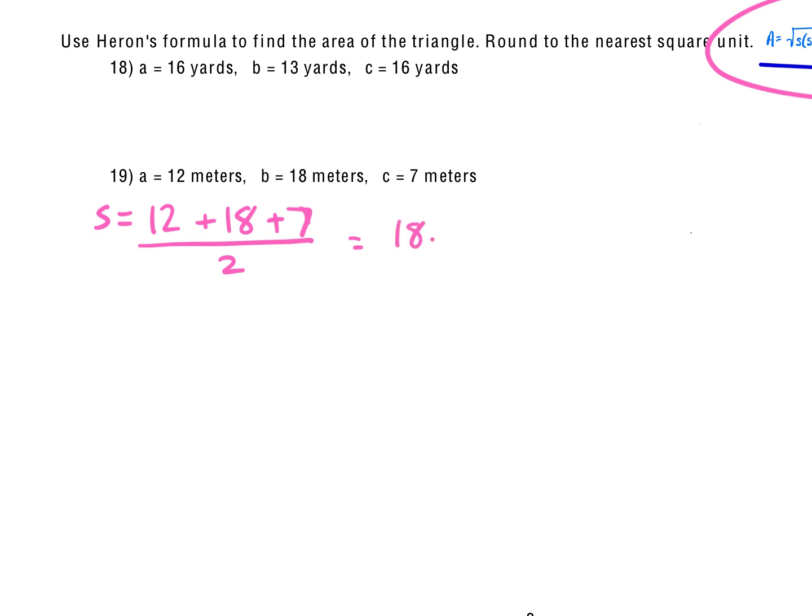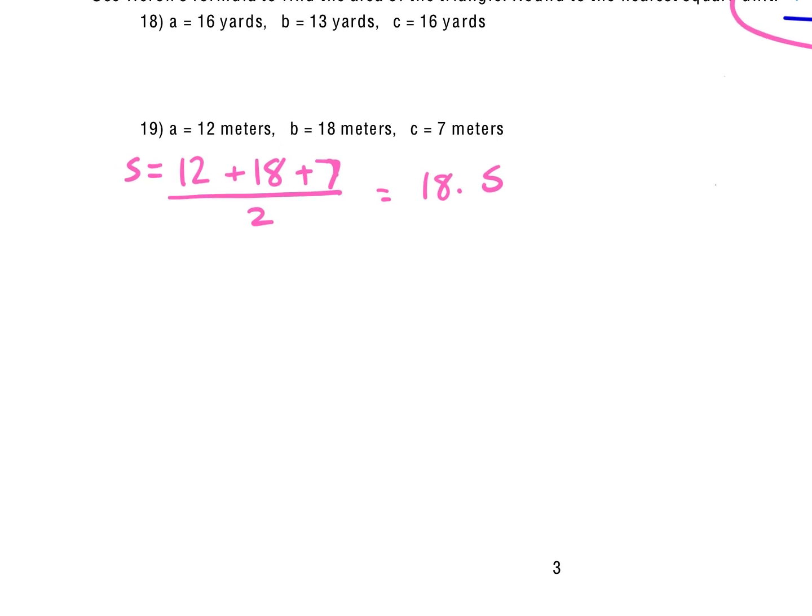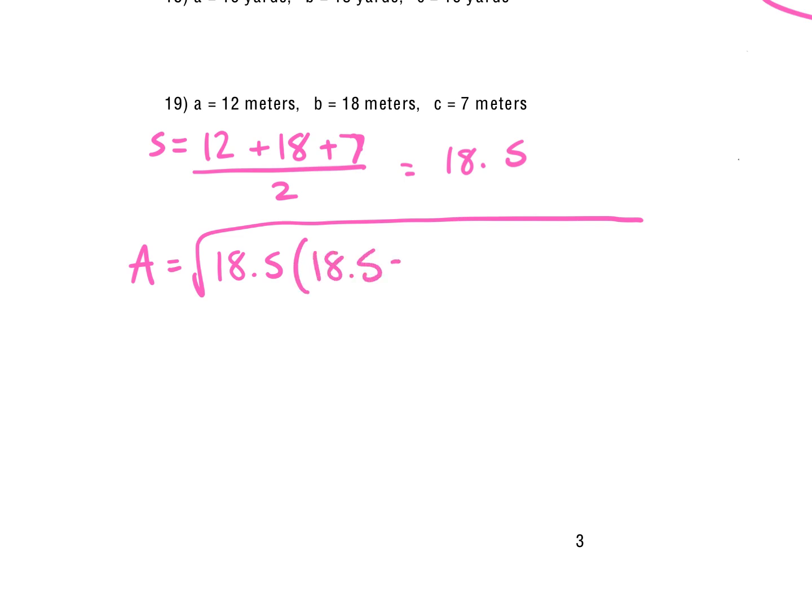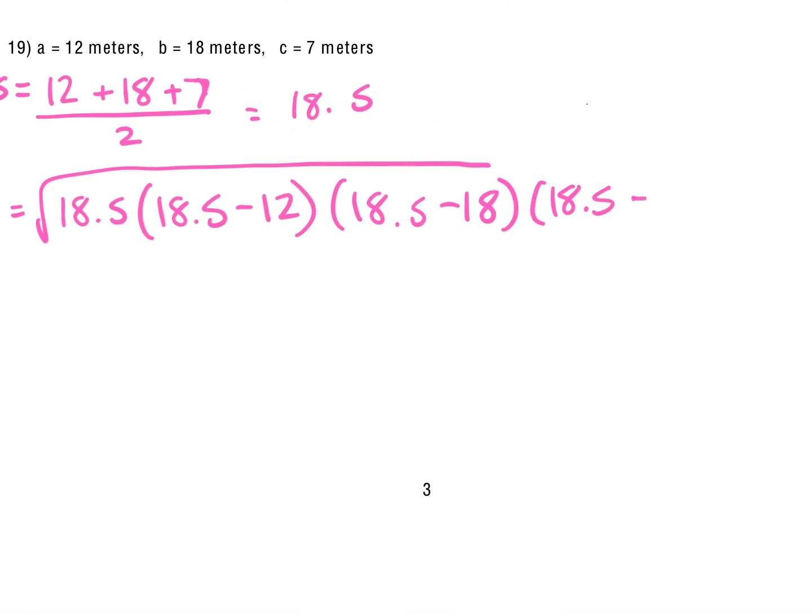So we get 18.5. So our area is equal to the square root of 18.5 times (18.5 minus 12) times (18.5 minus 18) times (18.5 minus 7).